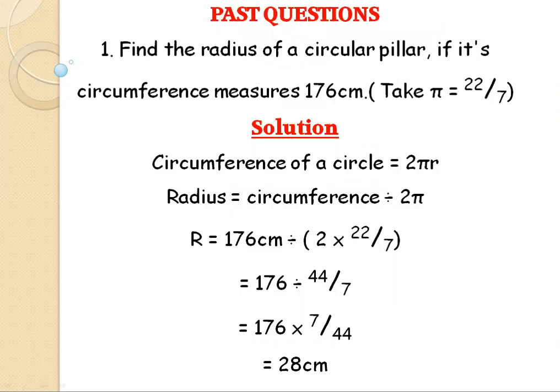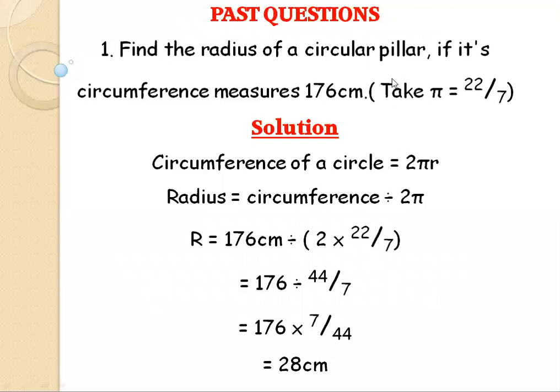First question here says, find the radius of a circular pillar if its circumference measures 176 centimeters. Take your pi to be 22/7. Now take note, usually the value of your pi varies. Sometimes it can be given as 3.142 or whatever, but just take note. Make sure you use the value that is given as your pi.